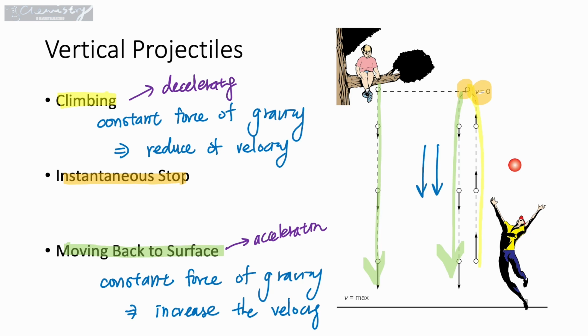So in the first stage, when it's climbing, the reason why it is decelerating is because our force is this way, our gravity is this way. So this is our force, this is our gravity. You can see that those two are going to start canceling out, resulting in it slowing down. So that is vertical projectile.